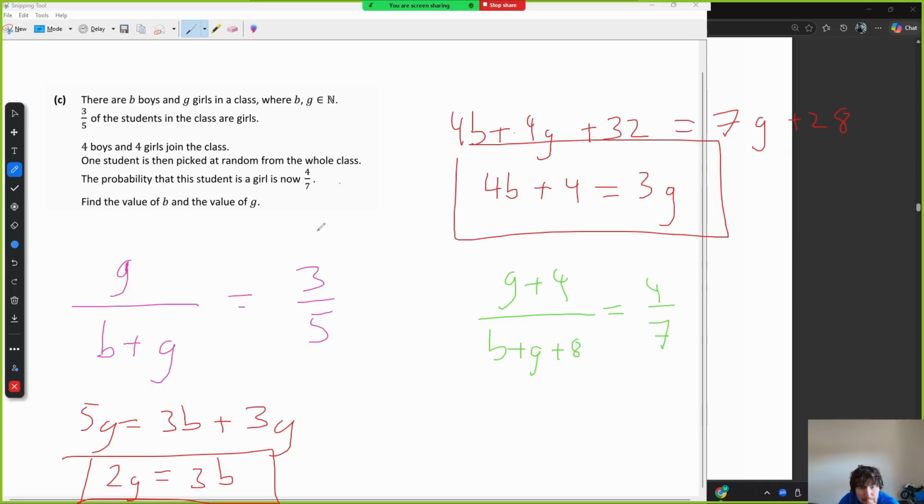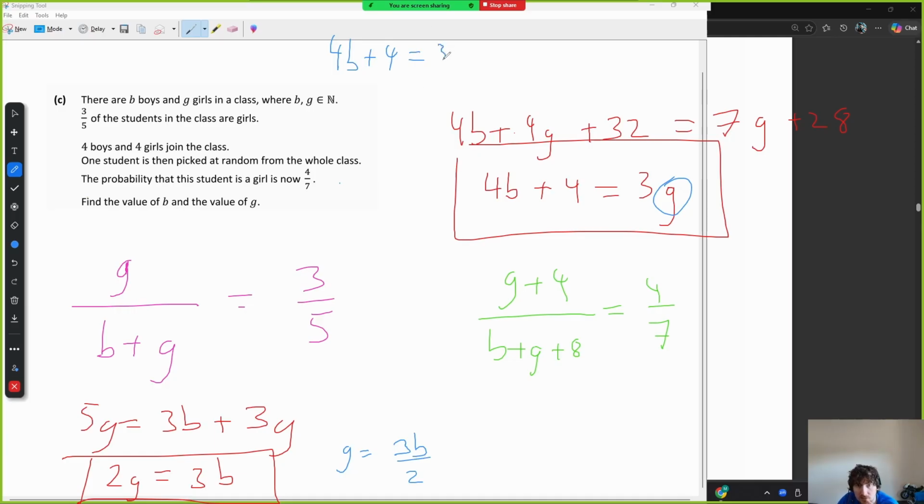What's the quickest way to get this solved? Probably I'll just do it rather than multiplying one and then multiplying the other. I'm just going to get maybe G on its own here. So G is equal to 3B over 2. I'm just going to put that in for G here, okay? So then I get 4B plus 4 equals 3 times this here.